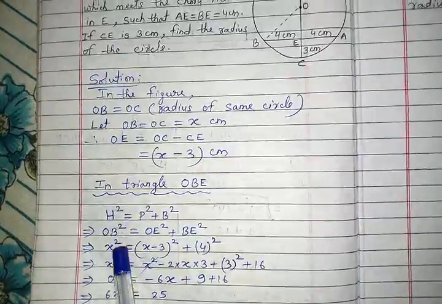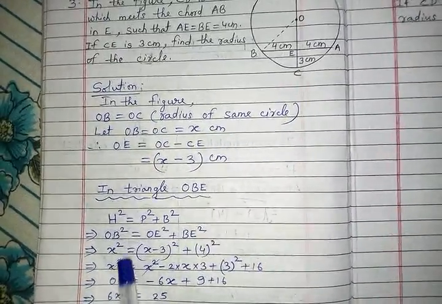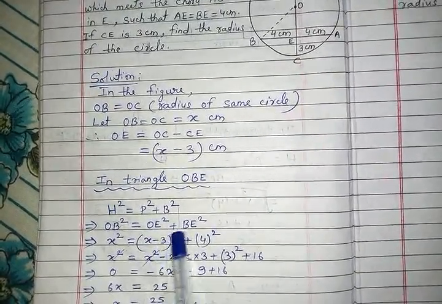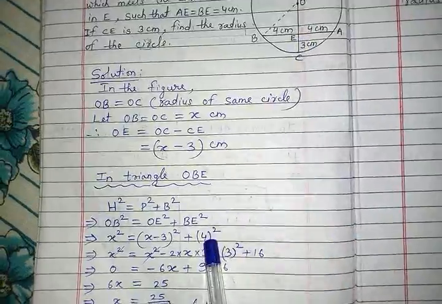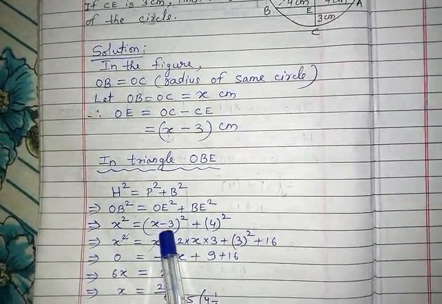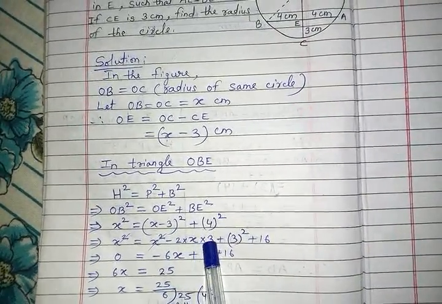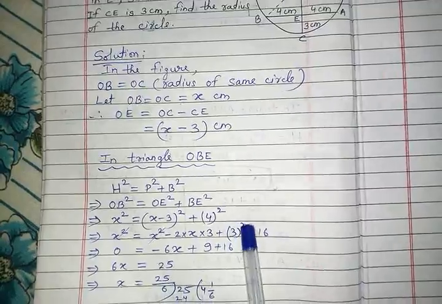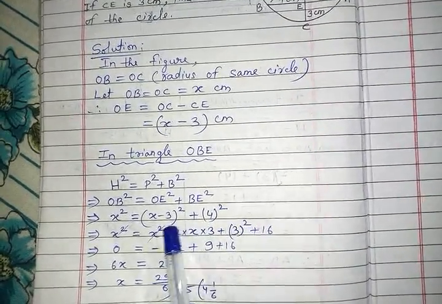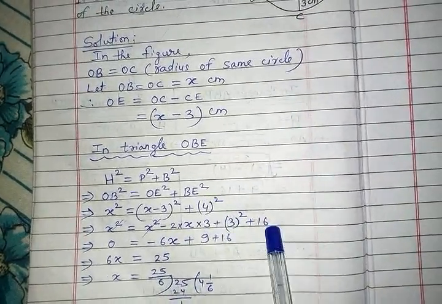Now put the respective values. OB we have kept as X. X square equal to OE, just now we got X minus 3. So X minus 3 whole square plus BE base 4 square. So X square is same. This is the formula of A minus B whole square, where A is X, so X square minus 2 into X into 3 plus B square, that is 3 square, plus 4 square. 4 square is 16. So from here to here is the formula of A minus B whole square, and this 16 comes from 4 square.